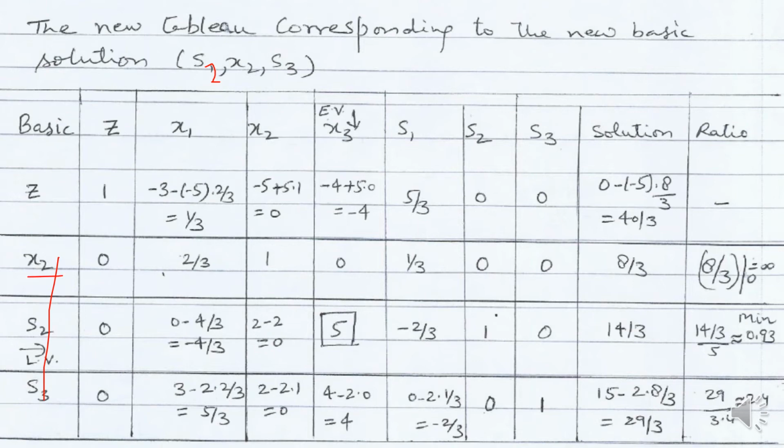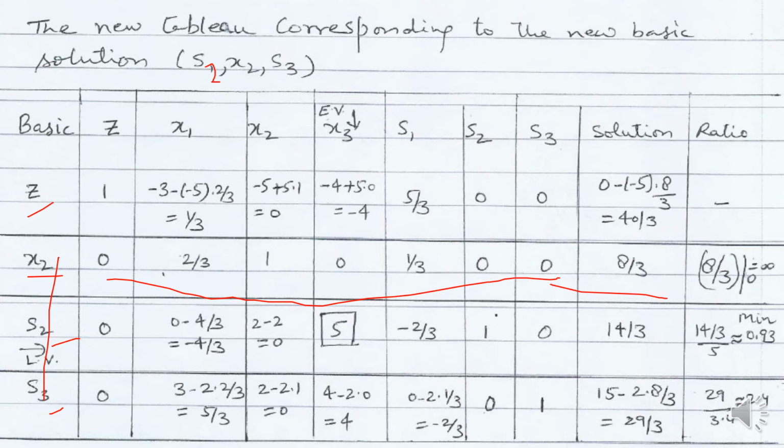And we see that x2 has entered, and we have obtained this row by dividing the current row by 3. So the pivot row has been divided by 3 and we got this row. With the help of this row, we will be writing the elements of Z, S2 and S3 row. So let's see how we have done the calculation.